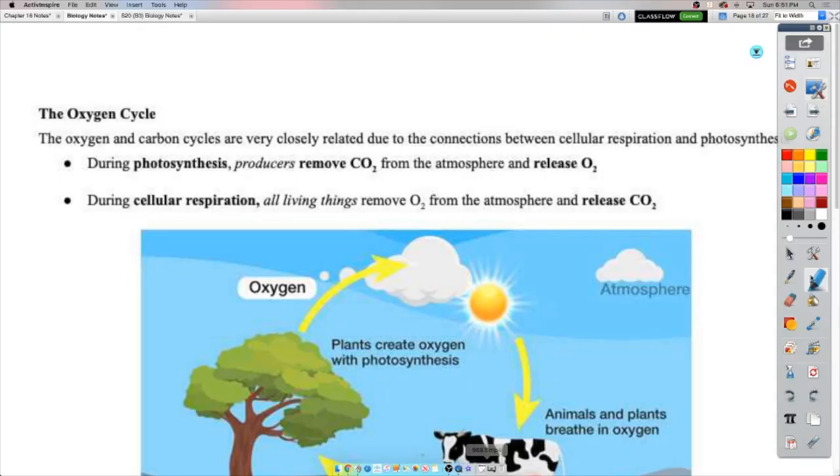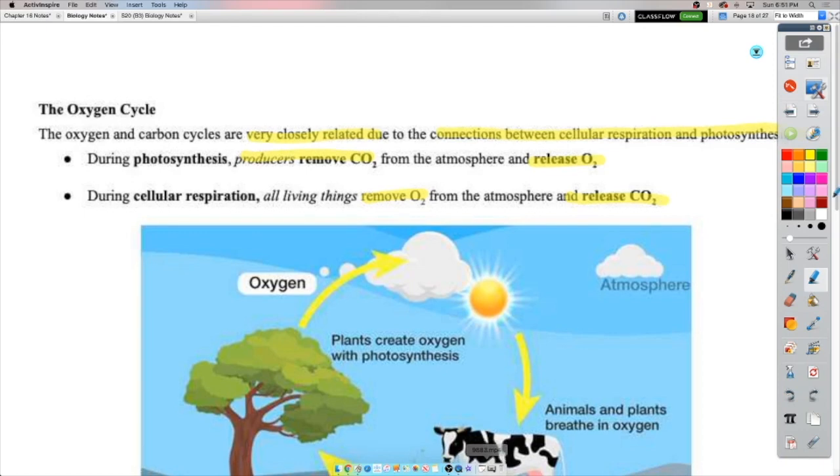Okay, this one is so closely related to the carbon cycle that we often don't even distinguish between them. We kind of think of them as one cycle, okay? But they're very closely related due to the connections between cellular respiration and photosynthesis, right? So remember, during photosynthesis, producers remove CO2 and they release O2. But during cellular respiration, everything, it's not just producers, but everything removes O2 and releases CO2. So in photosynthesis, you lower CO2 levels and you raise O2 levels, oxygen levels. In cellular respiration, you do the exact opposite. You take oxygen out of the atmosphere and you put more carbon dioxide in.